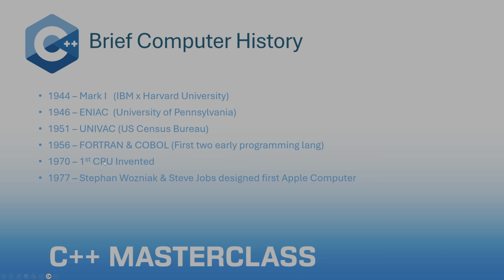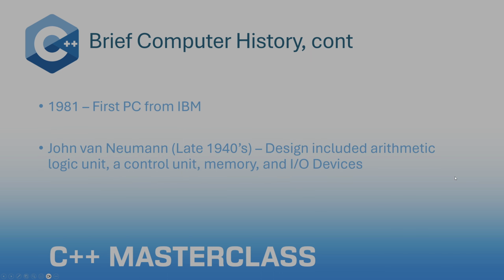1970, the first central processing unit was invented. 1977, Steve Wozniak and Steve Jobs designed the first Apple computer. 1981 was the first PC from IBM. And then, as you guys know from there, the 90s had Windows, and up to today, you guys know where we're at. This is also important to know. John von Neumann in the late 1940s designed his computer design, which included an arithmetic logic unit, a control unit, memory, and input and output devices.